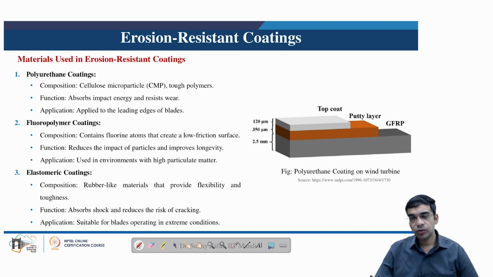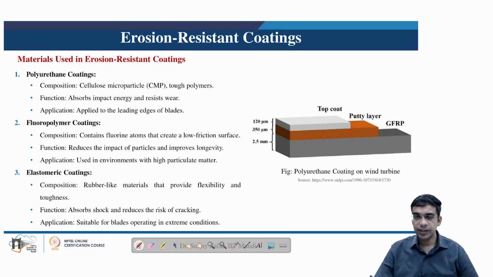The fluoropolymer coatings consist of fluorine atoms which create a low friction surface. This reduces the impact of the incoming particles or airborne particles, thus improving the longevity of the wind turbine blades. These are used especially in environments where there is a high concentration of particulate matter or airborne particles. The third type of coating is the elastomeric coating.